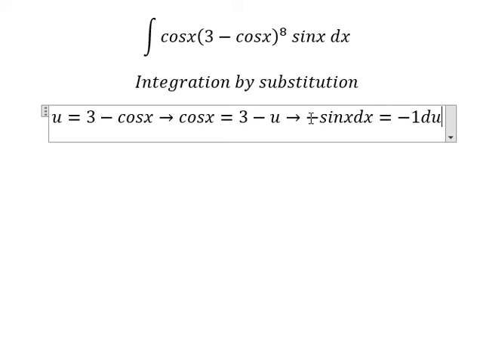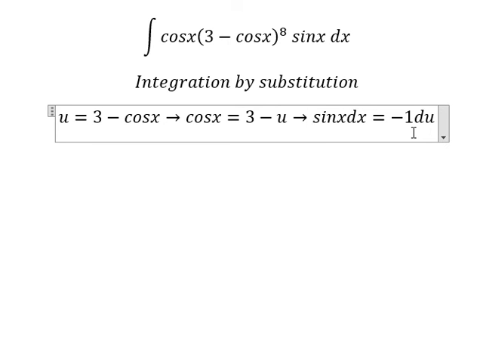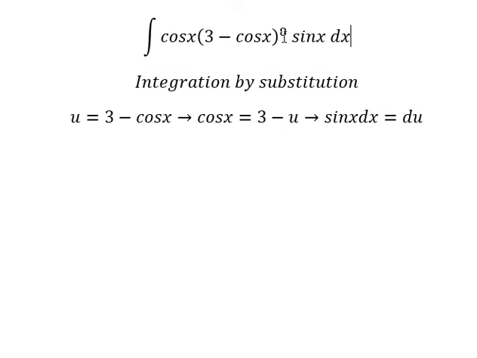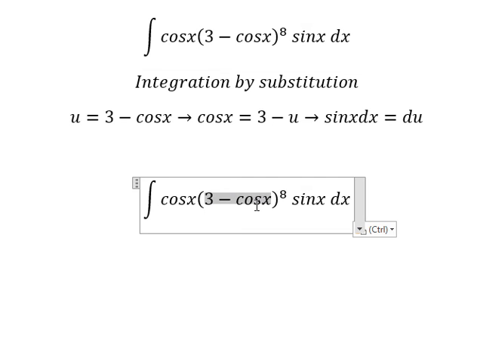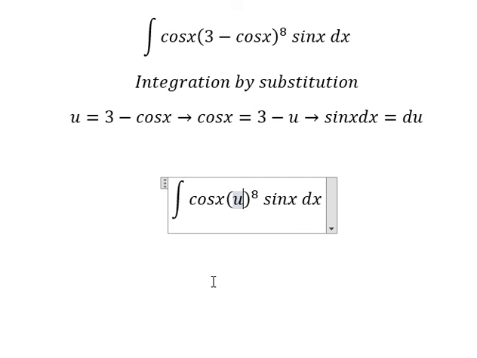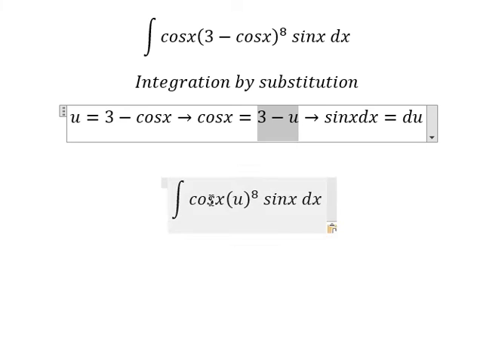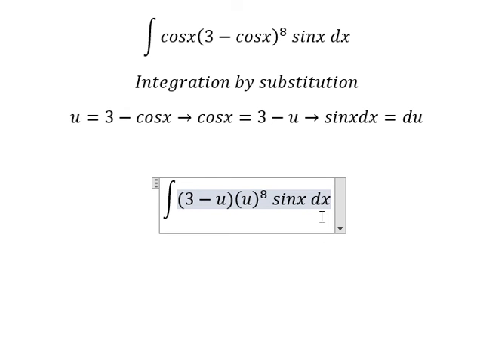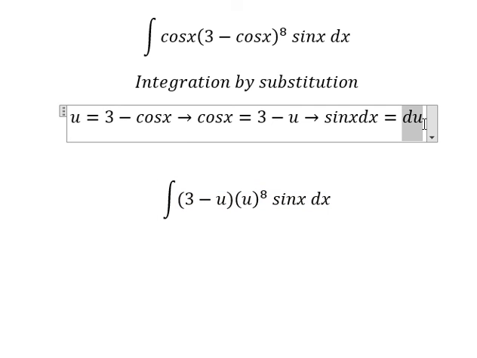Now we need to simplify negative and negative, and we put it like this. So this one we change for u, cosine x we change for this one, sine x dx we change for du.